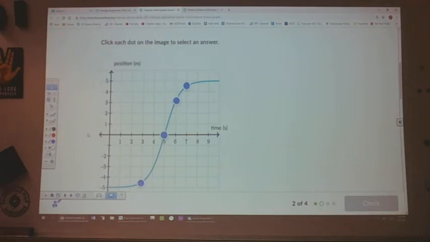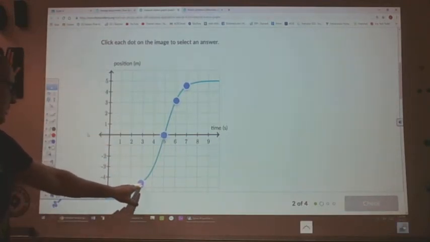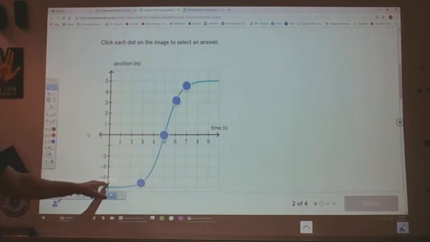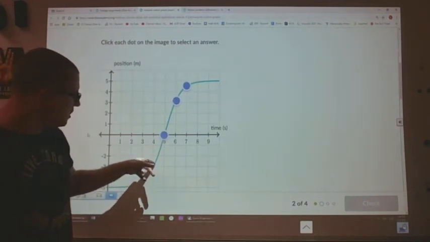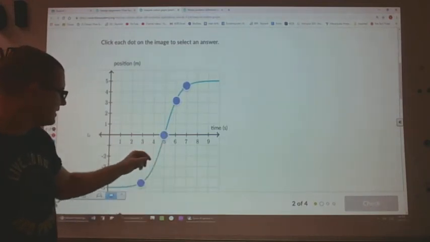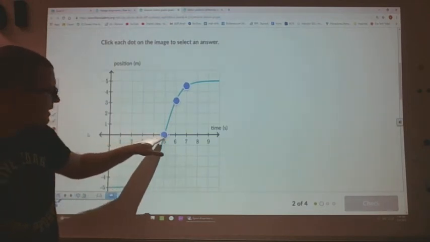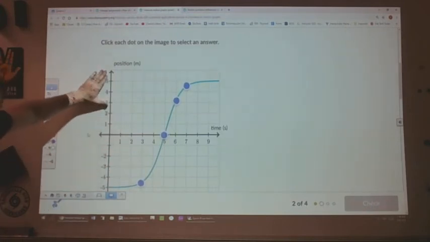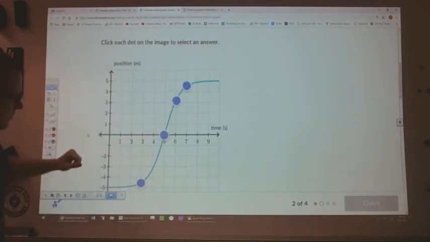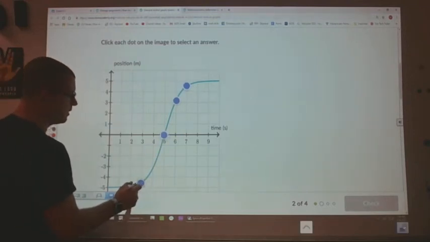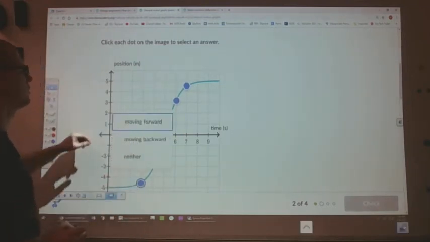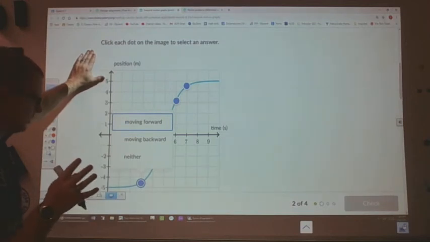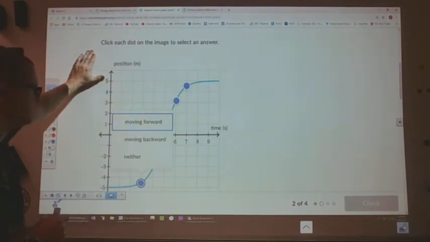So let's see. At this time, his position is somewhere between -4 and -5. But the slope here is taking him towards 0. So his position is getting closer to it. Velocity is increasing. He is moving forwards. I hate these interpretation ones.